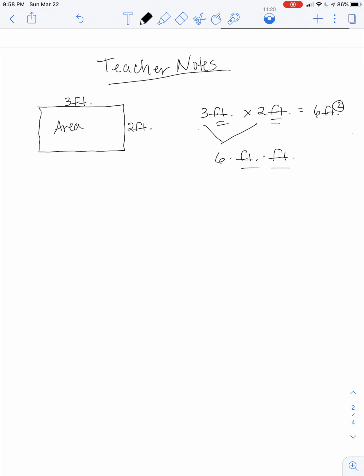It's no different than if I was going to have a measurement of inches squared. If these were inches instead of feet, if this was inches and this was inches, it would be inches squared. So we would do inch times inch. It would give us inches squared. So let's watch what I mean by this. So let's take 6 feet squared, and we're going to convert this using 2 unit multipliers. We're going to convert this to square inches.